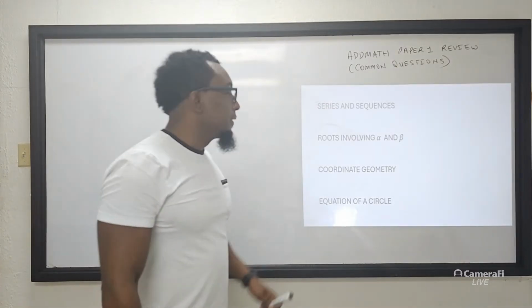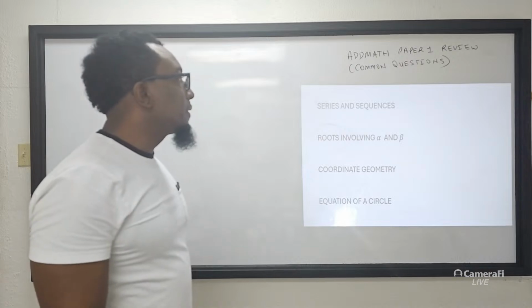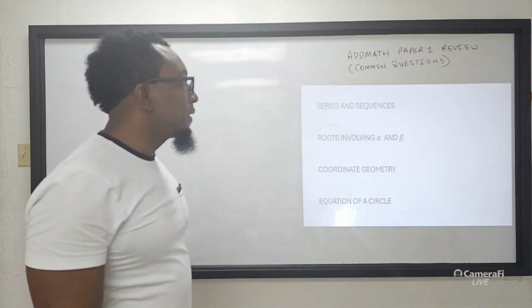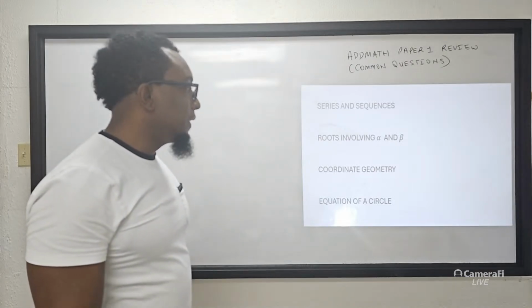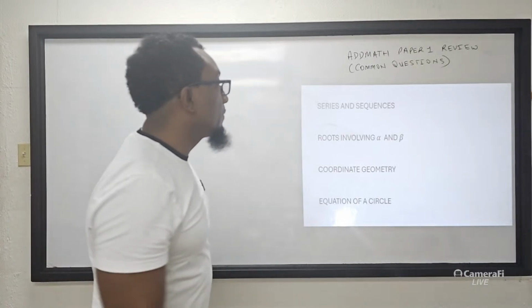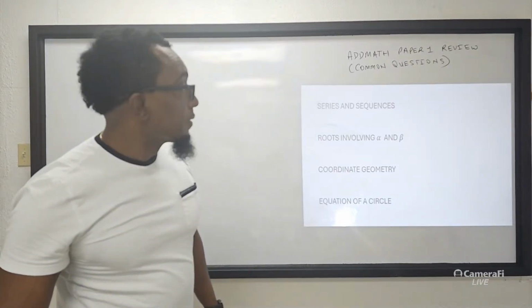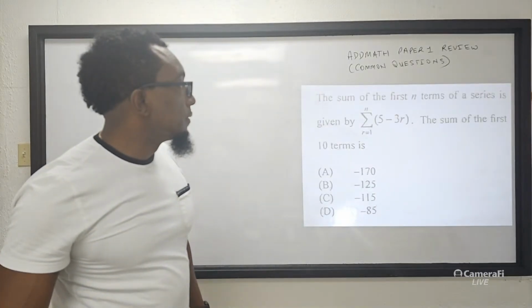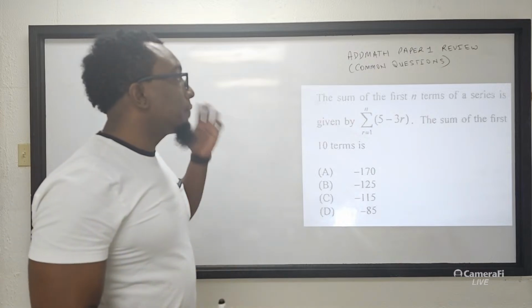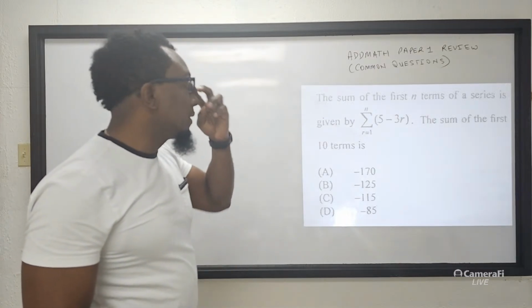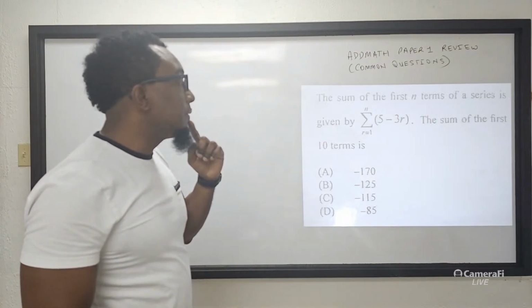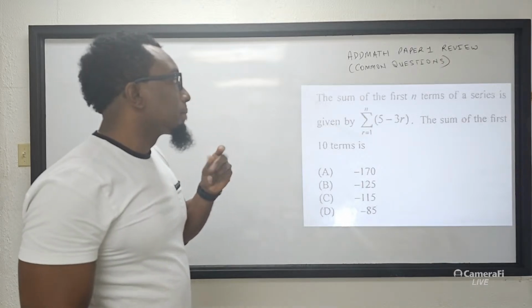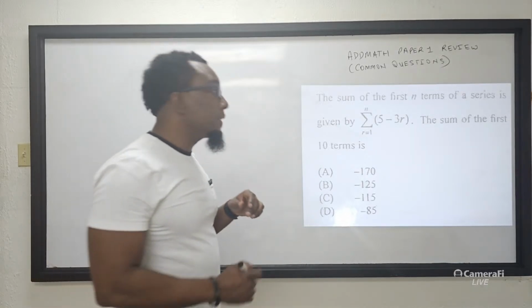questions involving series and sequences, roots involving alpha and beta, coordinate geometry, and equation of a circle, alright? So, of course, this is another very common question. The sum of the first n terms of a series is given by that. The sum of the first 10 terms is.